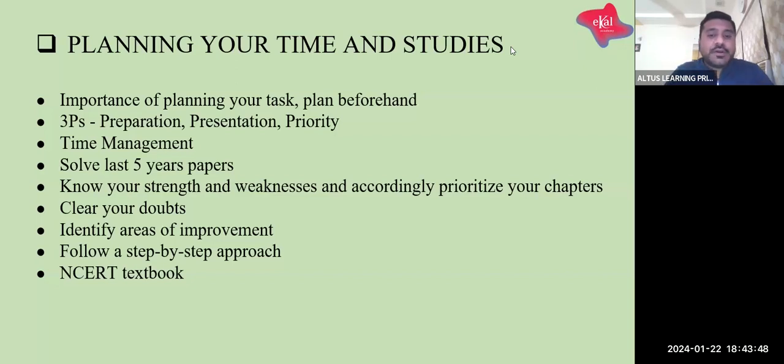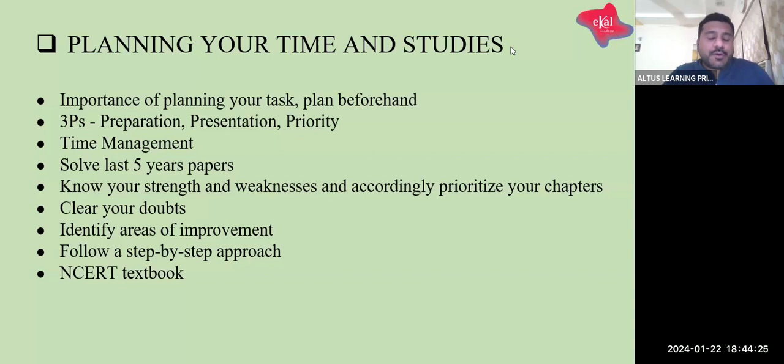When you are going through the papers, you will be able to know your strengths and weaknesses. After knowing your strengths and weaknesses, you have to prioritize your chapters, as I said. At regular intervals, you need to clear your doubts with your teachers and your peers. It is okay if you talk to your teachers during the exam preparation. It is good that you share your thoughts with your friends as well. Maybe there is something with which they can help you. When you practice the papers, you will be able to identify the areas of improvement and prioritize your chapters.